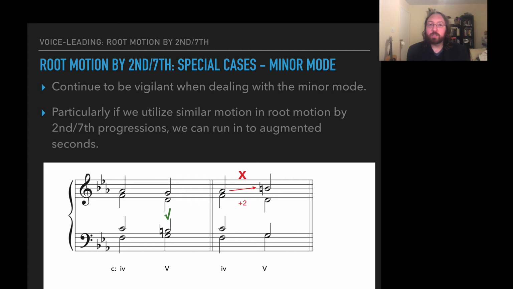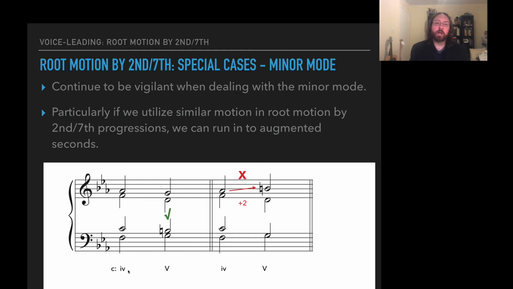We should also continue to be vigilant when dealing with the minor mode because we can have that augmented second. Particularly if we utilize similar motion in the root motion by second and seventh progressions, we can run into those augmented seconds like we almost ran into just a second ago.